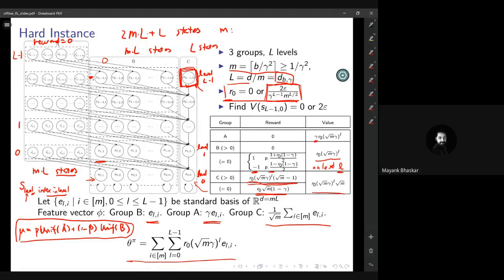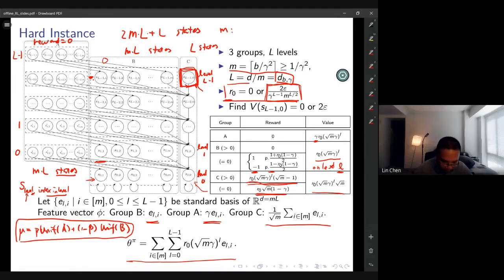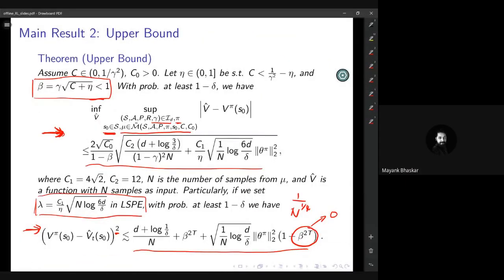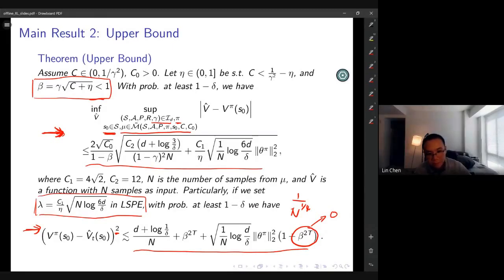Yep, the upper bound, the main result to the upper bound. May I have your question again?